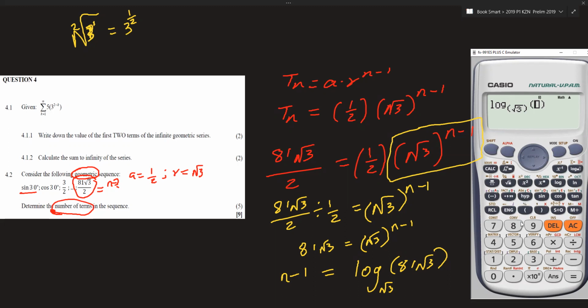And then here I have 81 square root 3. That gives me 9. Do you see it? That gives me 9. Then I have n minus 1 equals 9. Therefore, n equals 10. Then we're done. Then you always need to write the conclusion to say, therefore, there are 10 terms in this sequence.